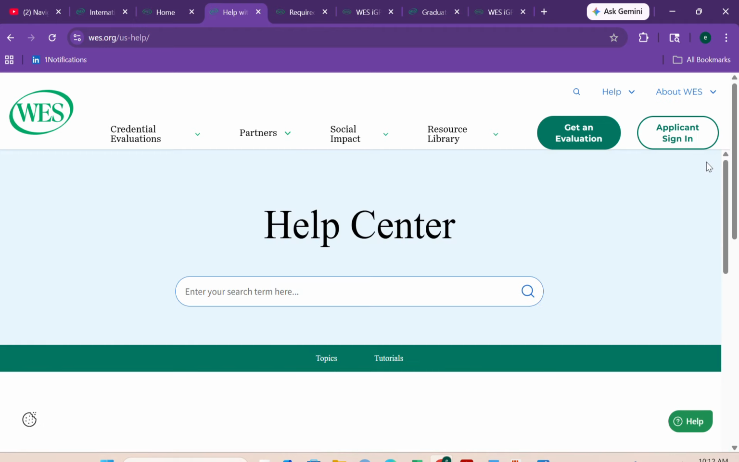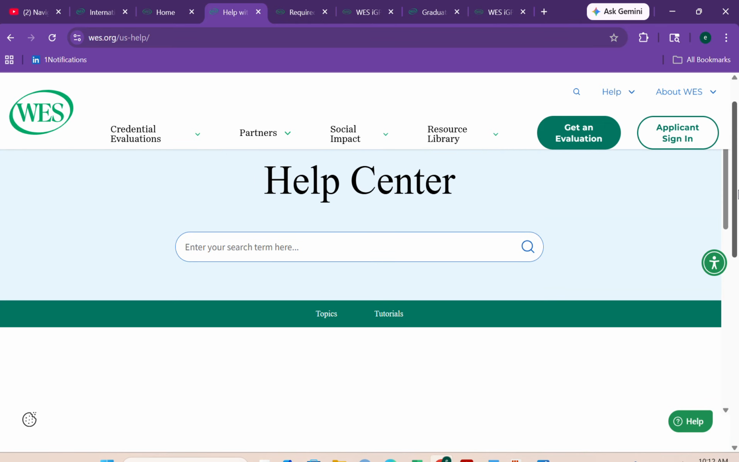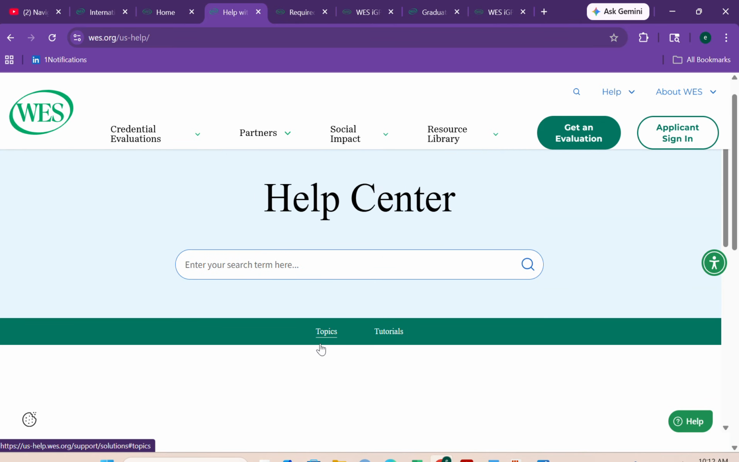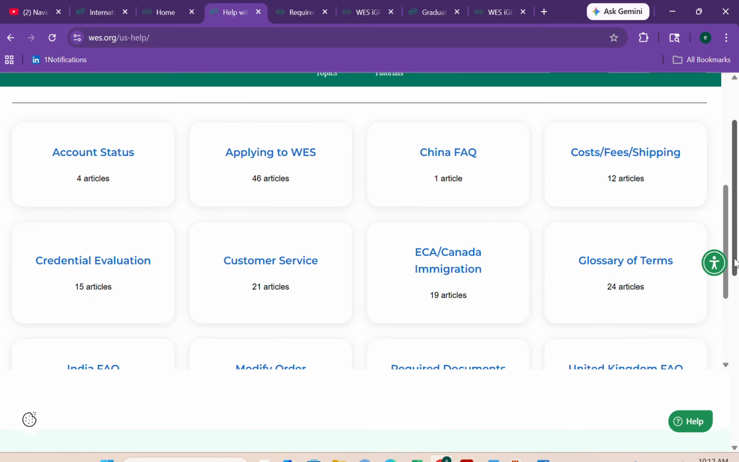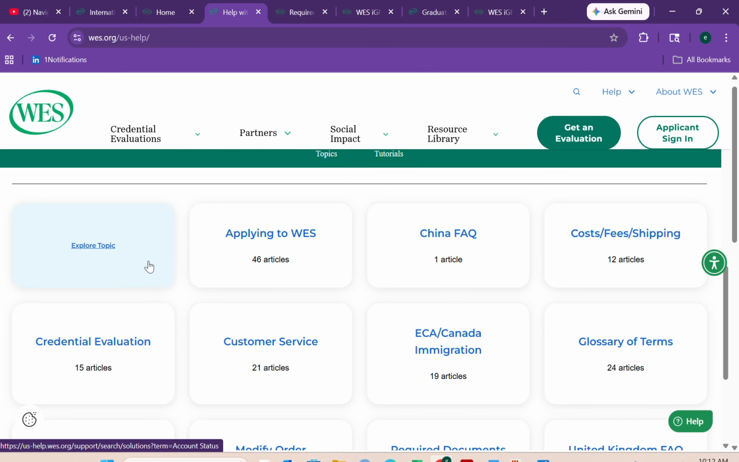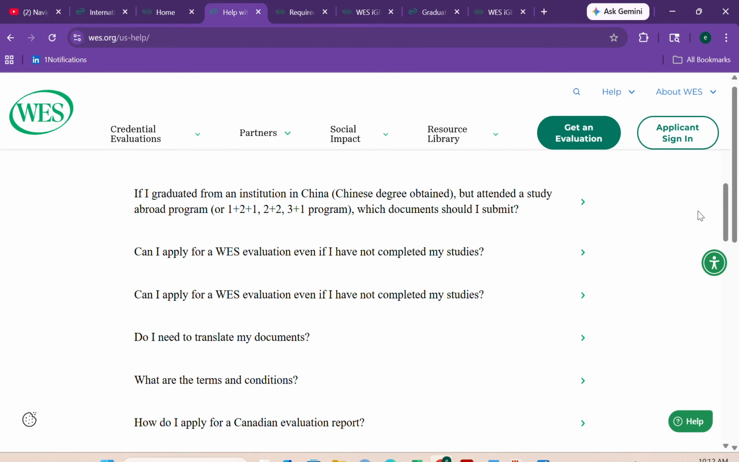So let's click on it and you see the frequently asked questions. You can click on the topics: articles on account status, applying to WES. Just click on any of them and you read to get answers to your questions. Let's say I want to know more about applying to WES. They have about 46 articles. You click on this, and you see the questions over here.